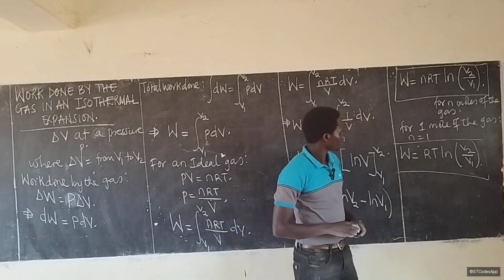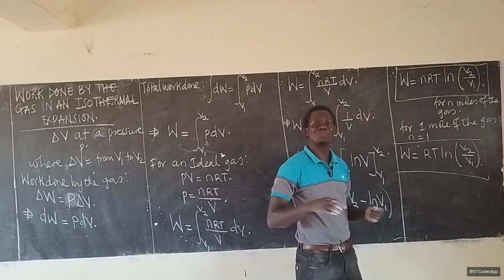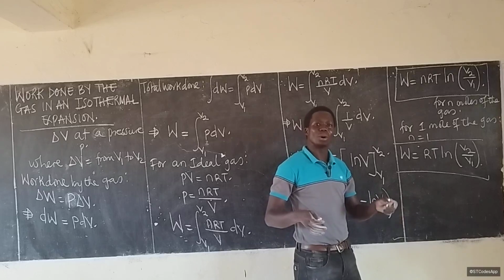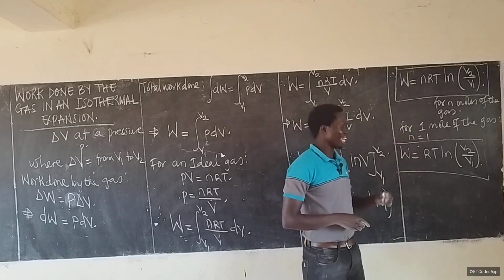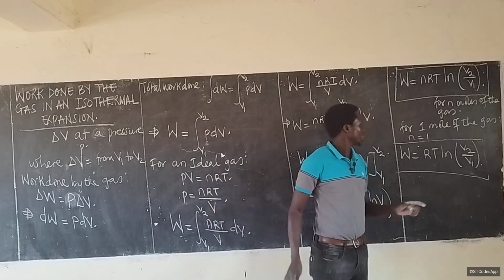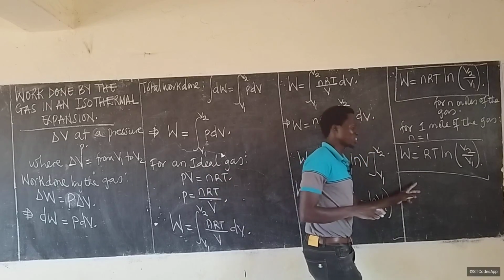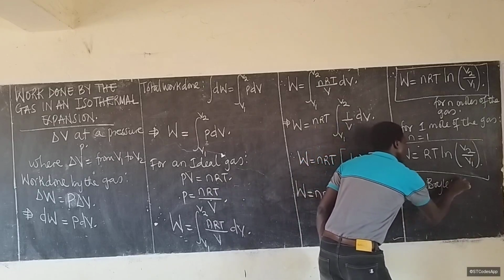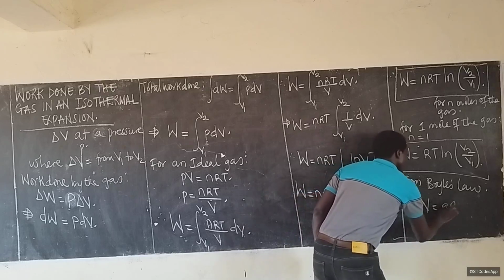But again, for an isothermal process, we have to know that a gas undergoing an isothermal process obeys Boyle's law. Maybe we shall talk about that again. But a gas undergoing an isothermal process, expansion or compression, obeys Boyle's law. So it follows from Boyle's law that PV is equal to a constant.